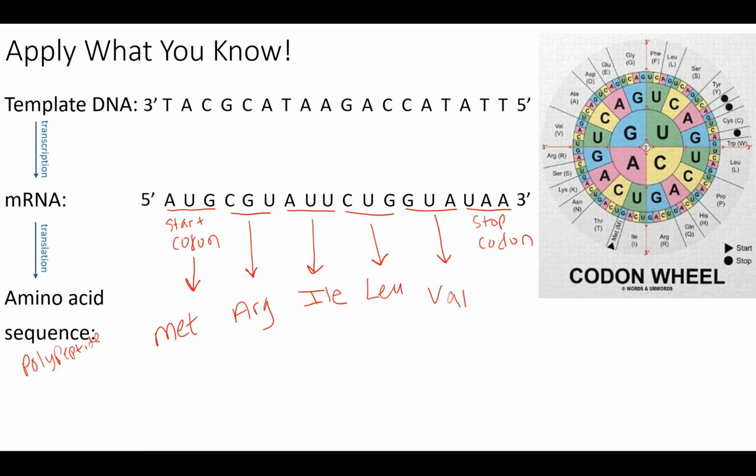Remember, instead, a release factor would bind to the messenger RNA, and that tells the cell, hey, we're done. It causes the amino acid chain, or the polypeptide chain, to be released. The mRNA is released from the ribosome, and then the ribosome disassembles. Okay, so everything is released when we hit a stop codon.